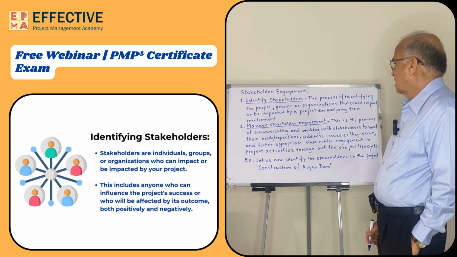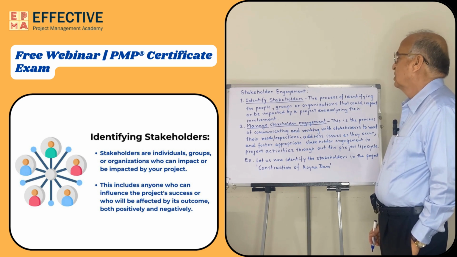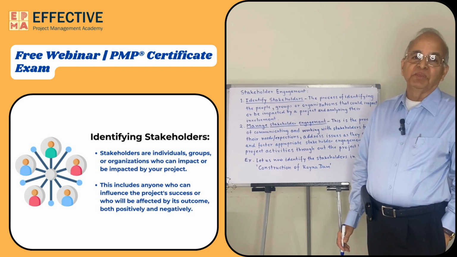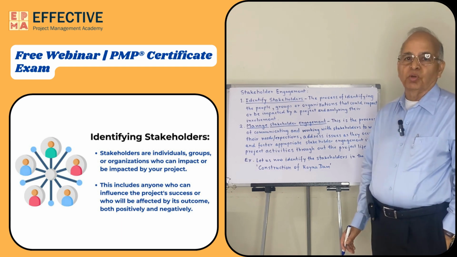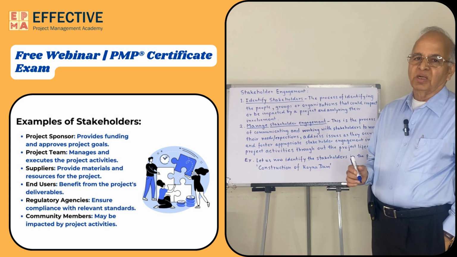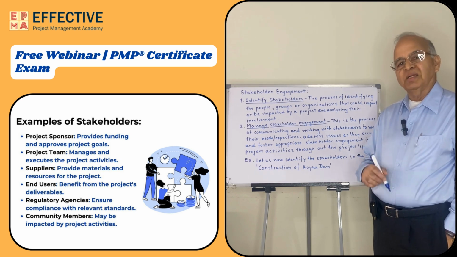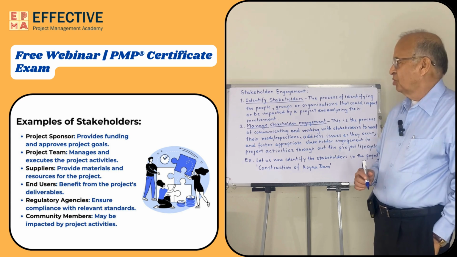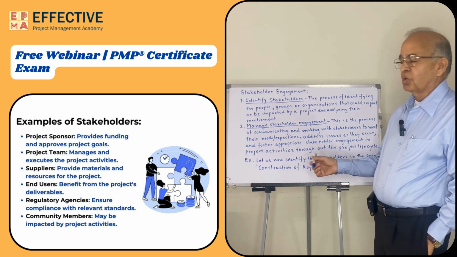Stakeholders. Identify stakeholders: the process of identifying the people, groups, or organizations that could impact or be impacted by your project and analyzing their involvement. That means identifying either individuals, organizations, or groups of people who can impact your project or who are impacted by your project positively or negatively. All are to be called stakeholders. And we are going to identify some stakeholders at the end of one project.